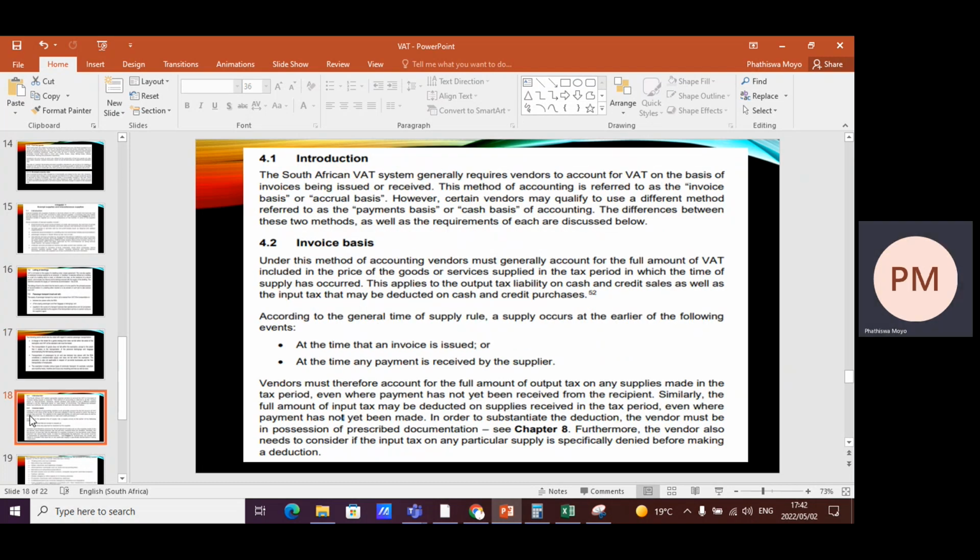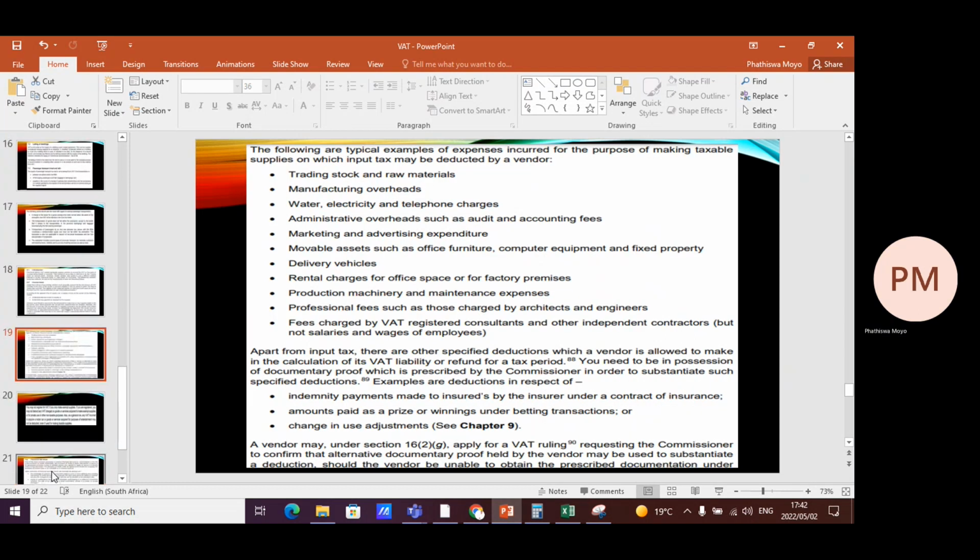So this is important, guys. VAT is chargeable upon receipt of cash or upon the invoice issued. So whichever one occurs earlier, be it the receipt of invoice or the payment received.